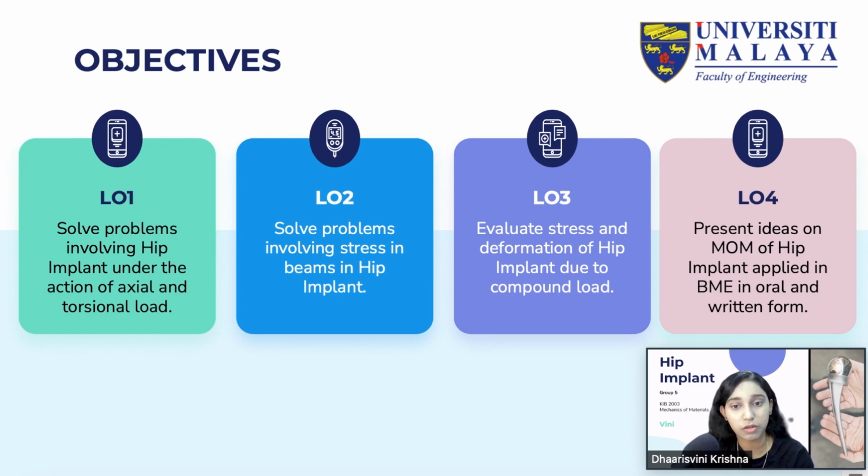The second learning outcome covered is to solve problems involving stress in beams of the hip implant. The third learning outcome covered is the stress evaluated and deformation of the hip implant due to the compound load. And finally, the fourth learning outcome is to present ideas on the mechanics of material applied in the hip implant itself. The real-life example chosen, which was the hip implant, will be analyzed in depth throughout the video. Now, let's take a look.